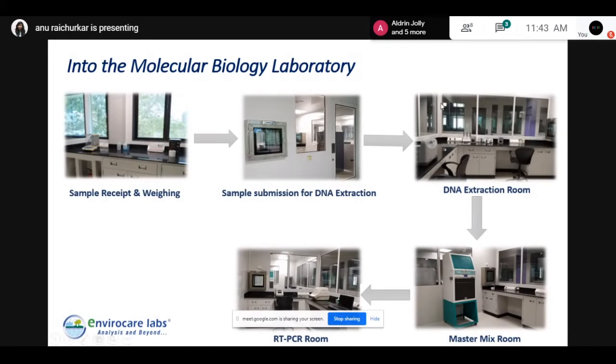In this second room, the DNA extraction room, our scientists and analysts extract the DNA from the product by using various extraction enzymes. Then the extracted DNA is again aseptically transferred to the master mix room. What happens over here is that the DNA is added to a master mix, and this is processed further to the PCR, RT-PCR room, wherein the sample is processed for analysis and we can do the amplification of DNA. So this is the process flow of the molecular biology laboratory.